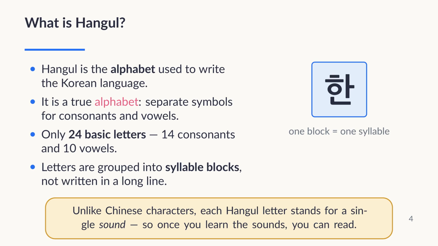Now here is the one twist that makes Korean look different from English. Instead of stringing the letters out in a long horizontal line, Korean gathers the letters of each syllable into a little square block. Look at the block on the right. It is the syllable Han, and inside it you can already see 3 separate letters packed together. One block equals one syllable. Keep repeating that to yourself. Because each letter maps to a sound, the moment you know the sounds, you can sound out almost any word, even words you have never seen and do not understand yet. That is the promise of an alphabet, and Hangul delivers it beautifully.